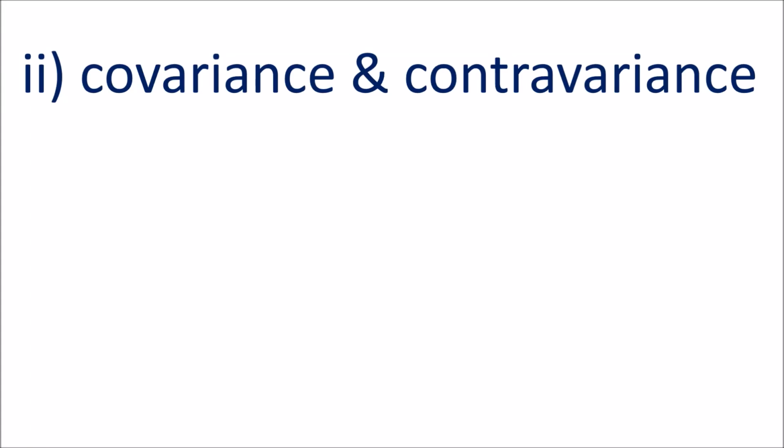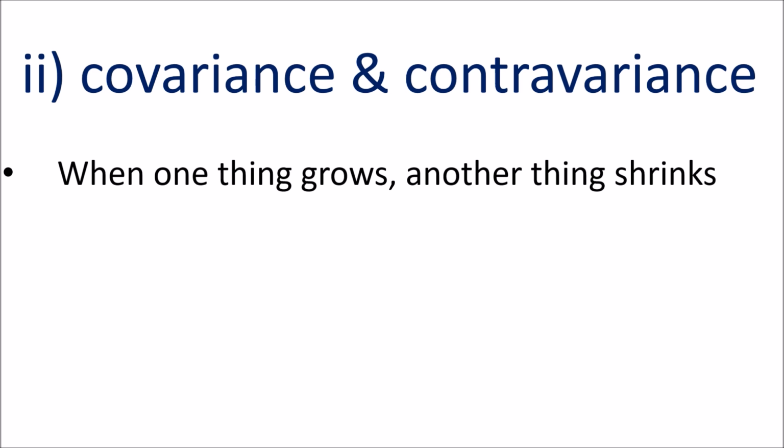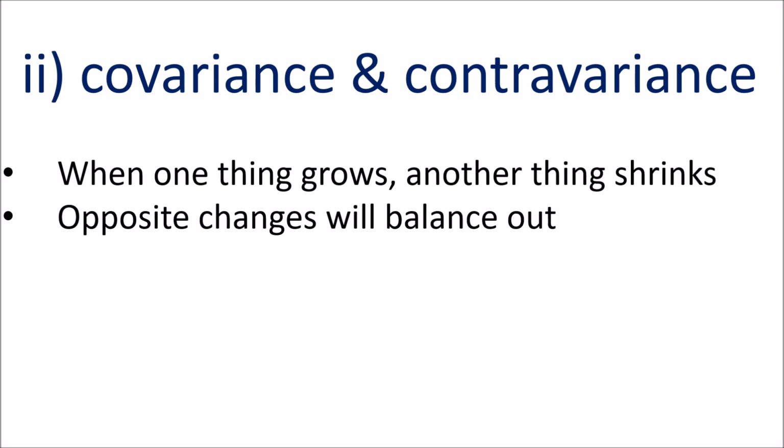Now let's move on to covariance and contravariance. These concepts are always seen together. They basically mean that when one thing grows, another thing will shrink, and that opposite changes will always balance out.